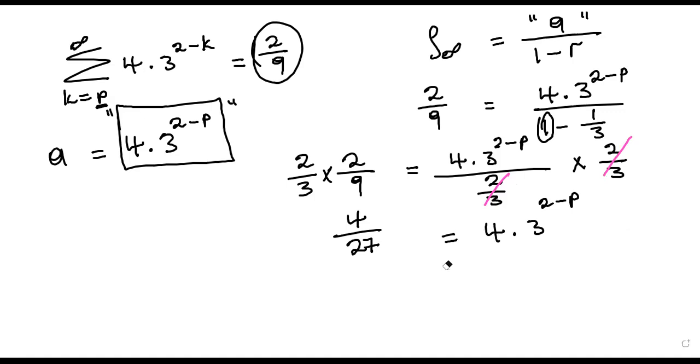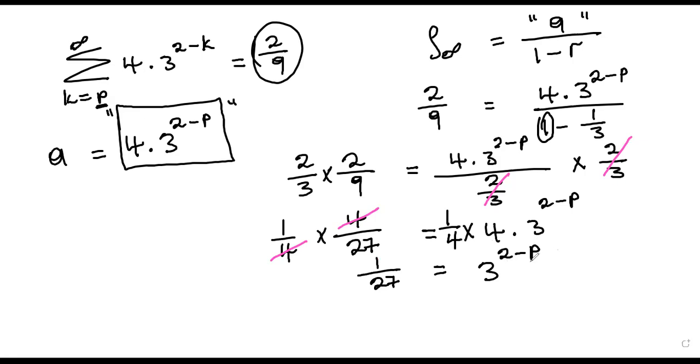Then from this point, we need to get rid of this 4. So how do you get rid of this 4? You divide both sides by 4. And of course, dividing both sides by 4 is the same as multiplying both sides by 1 over 4. So that 1 over 4 and 4, they cancel out. You are left with 3 to the 2 minus P. And then on the other side, the 4 as well as the 1 over 4 will simply cancel out. So what are you left with? It's just going to be 1 over 27, like that.